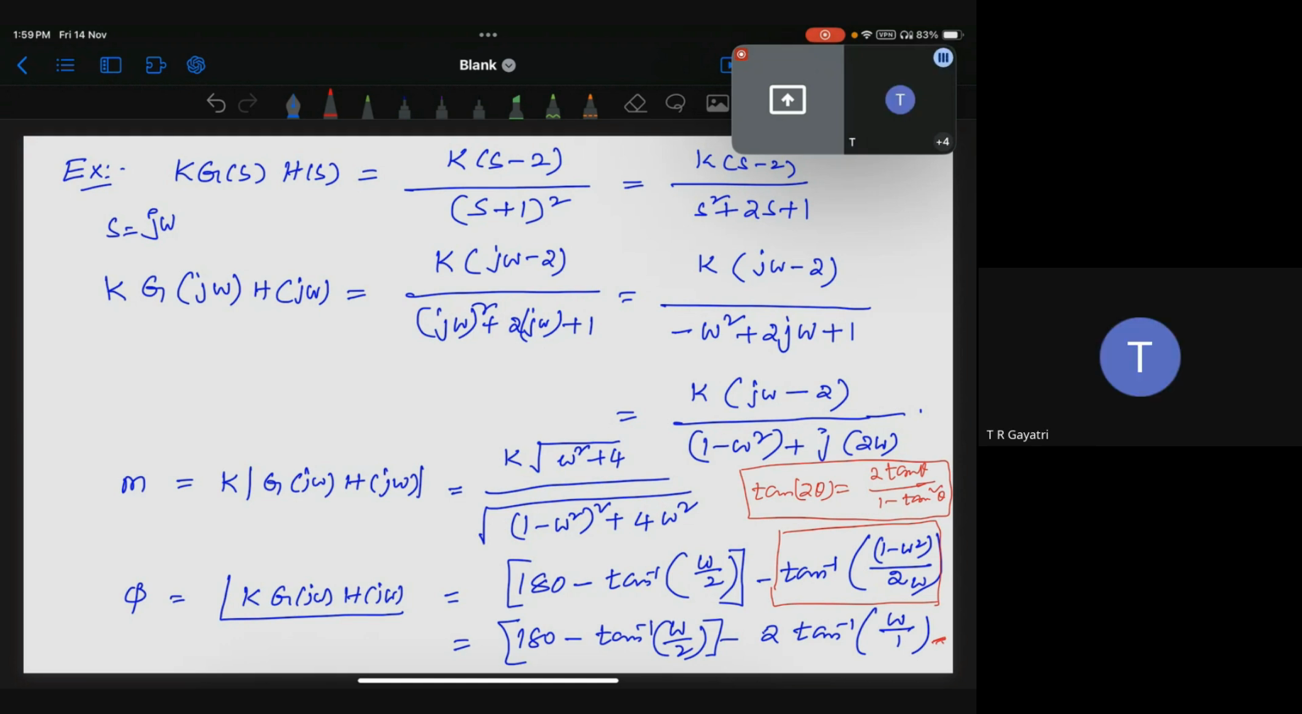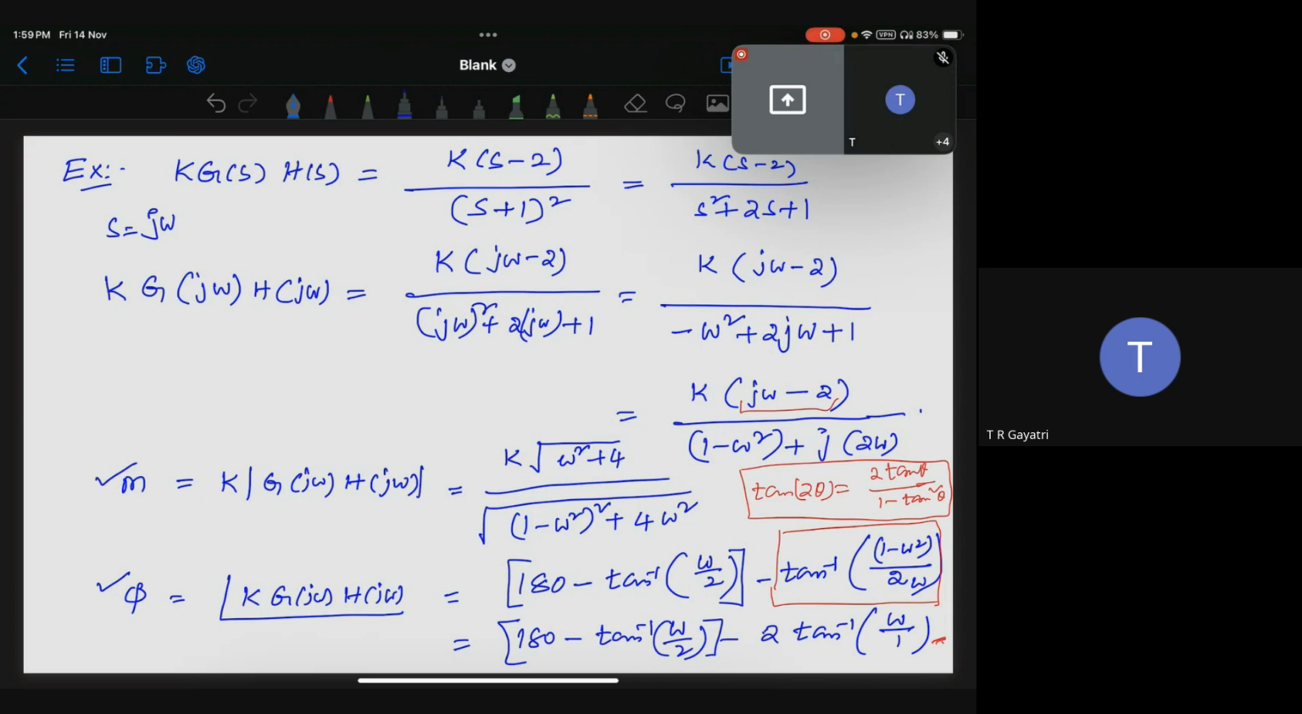Sir, why do you write 180? Here you can see this term: the real part is negative and the imaginary part is positive. So it is in the second quadrant. You know the trigonometric rules for the second quadrant, so that's why 180 minus theta. Now we have the magnitude M and the phase phi.